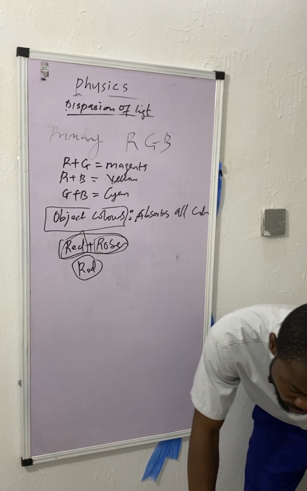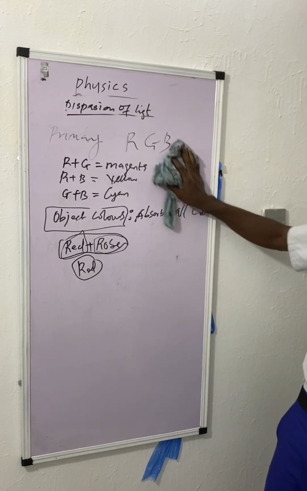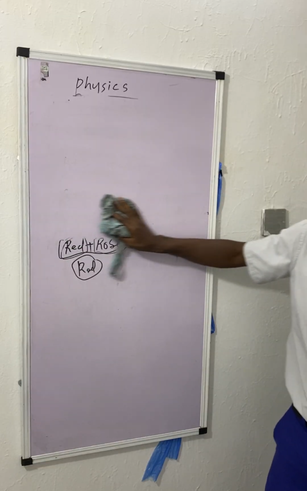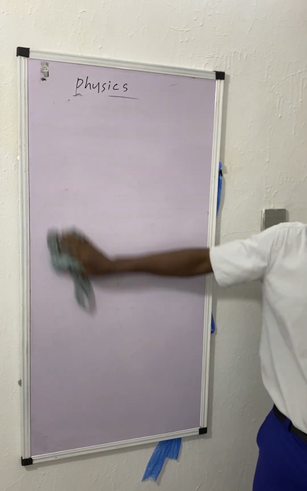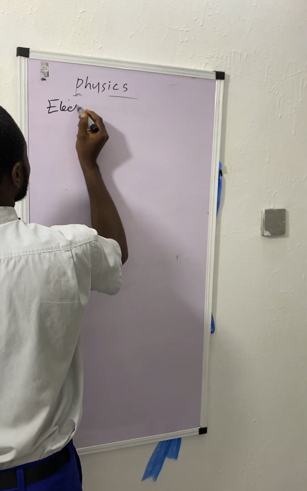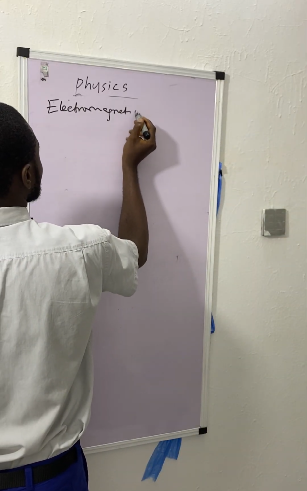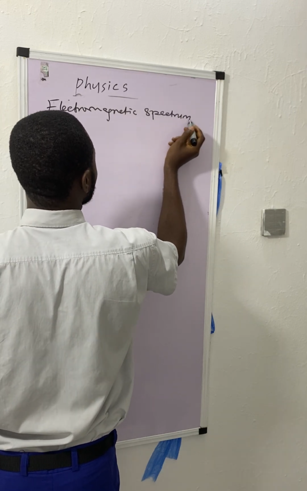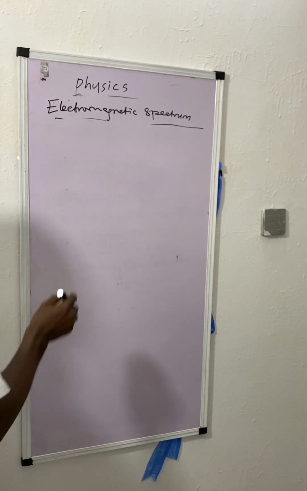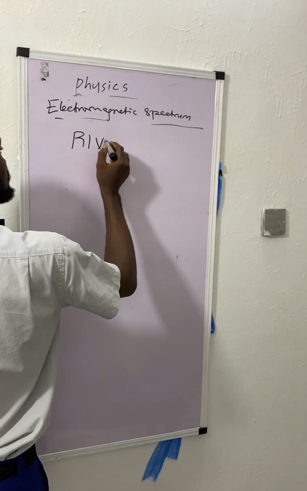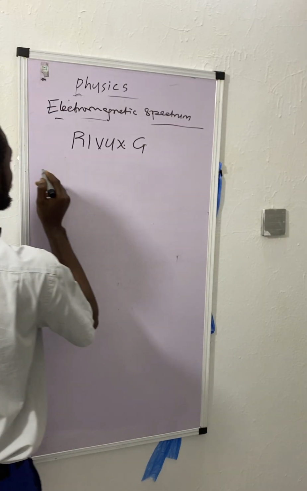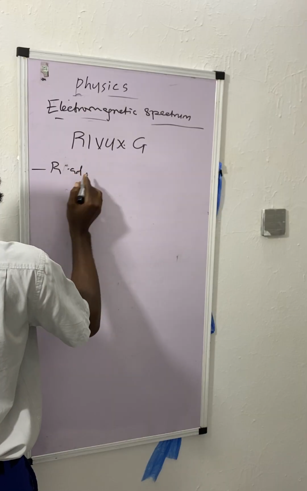Now let's look at electromagnetic spectrum. This is where you have the Revox G. All right. So in the electromagnetic spectrum, this is the separation of electromagnetic wave into its components. Writing out all the components of electromagnetic wave, we have Revox G. Okay, and here R stands for what? Radio wave.